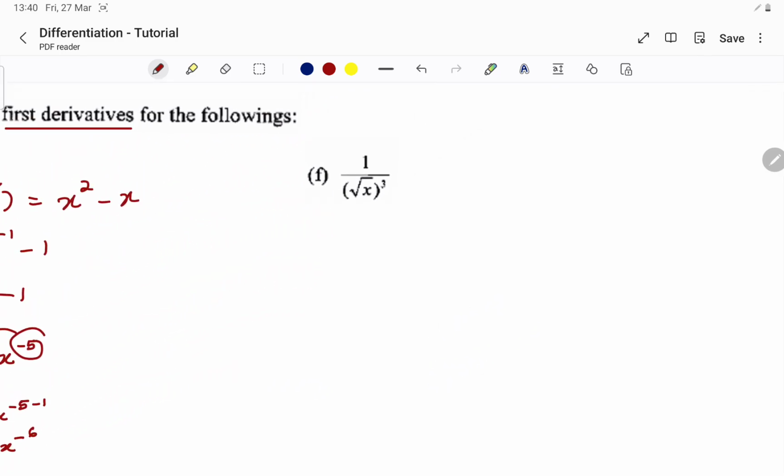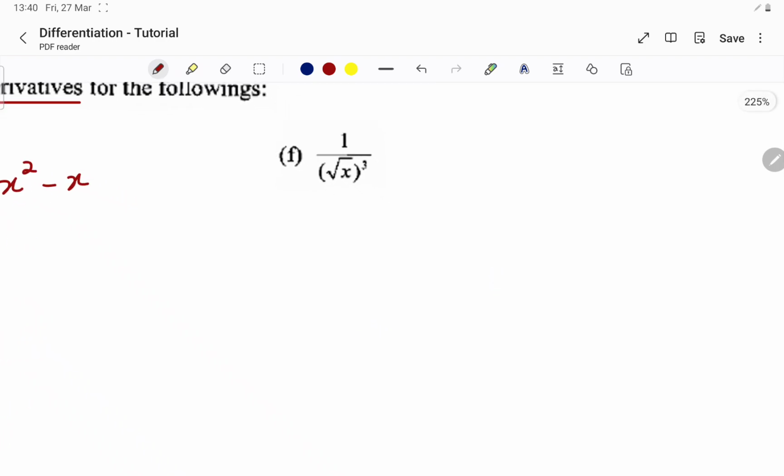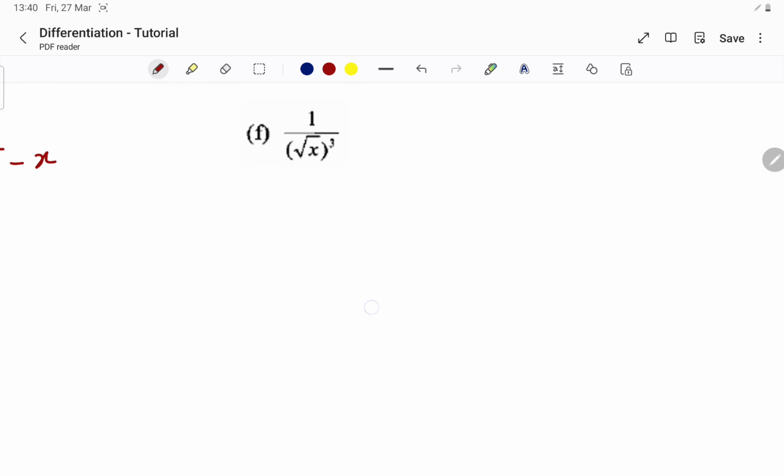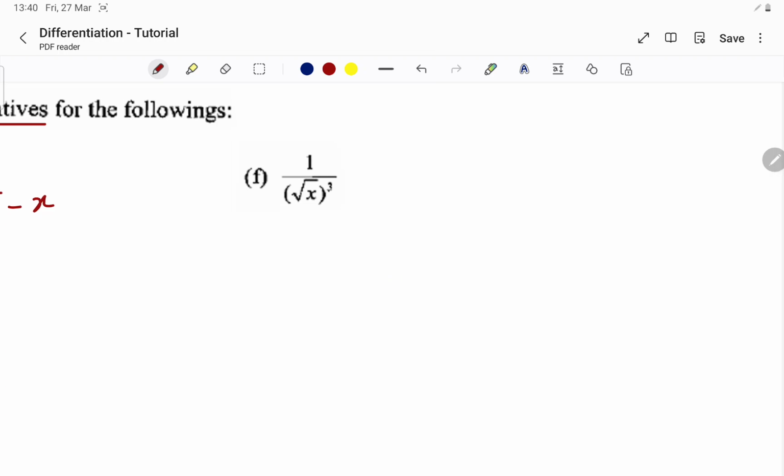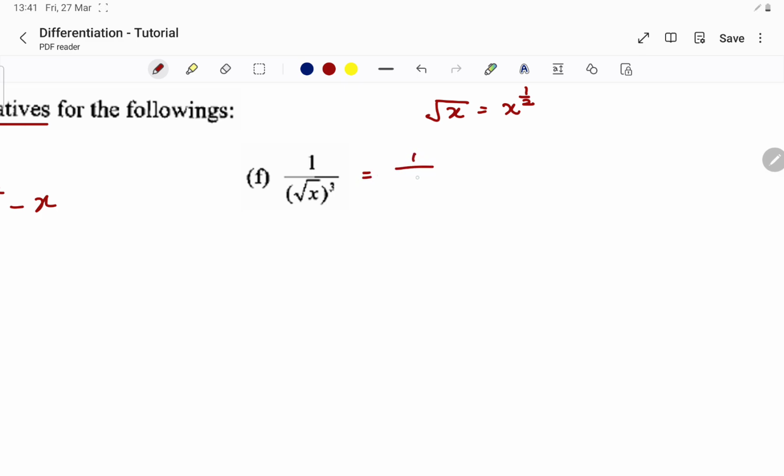Okay, the next one, we proceed to question F. This one is actually not a difficult one, it's just that you have to remember what you learned during the index topic. So here, change first, square root x is equal to x to the power of 1 over 2, right? So we change first 1 over x to the power of 1 over 2 to the power of 3.